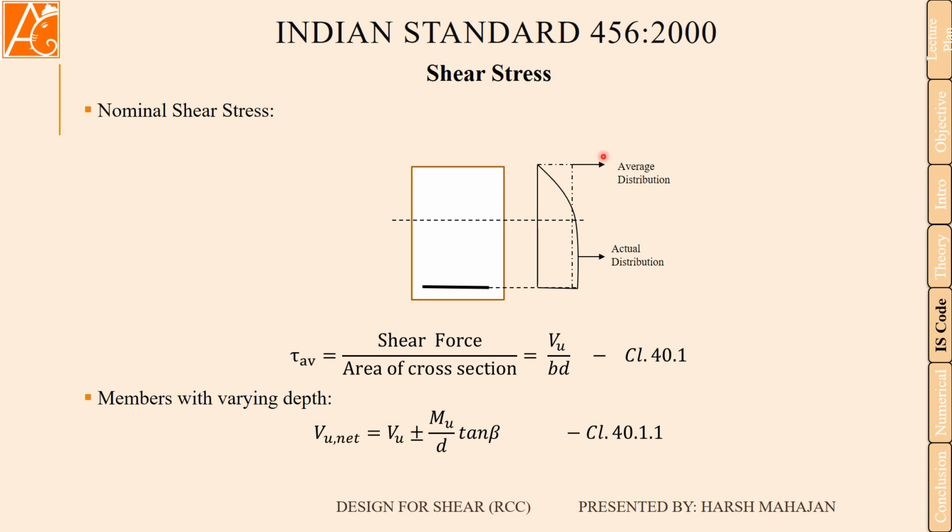But the Indian Standard Code considers it to be average, directly average. That means the shear force needs to be divided by the area of cross section, Vu by bd, given in clause 40.1. I repeat, the actual distribution will be parabolic up to the neutral axis, then straight after the neutral axis, but the Indian Standard Code considers it to be straight only. Average distribution is considered. For members with varying depth, Vu plus or minus Mu by d tan beta, where Mu is the ultimate moment capacity.